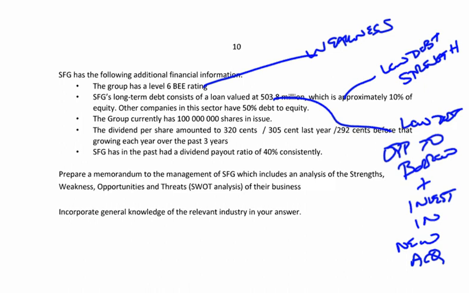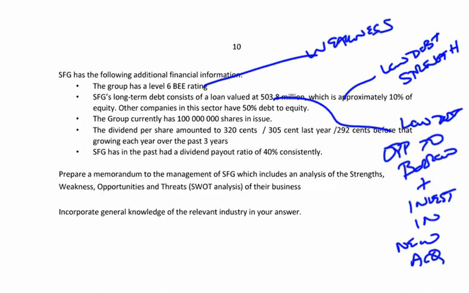Okay, the group has 100 million shares in issue. Dividend amounts to those amounts, and it's been growing over the past 3 years. More so, it's bad that we shouldn't declare a dividend this year. FSG has in the past had dividend payout rates of 40% consistently. We're changing dividend policy. This may be a weakness and cause shareholders to get upset. They might say, what is happening here? And then it says prepare memorandum and incorporate general knowledge.